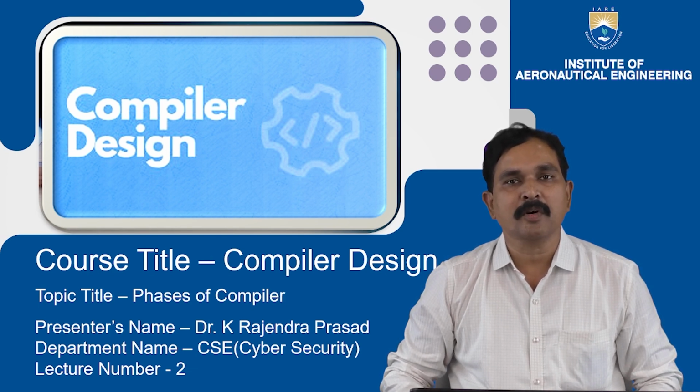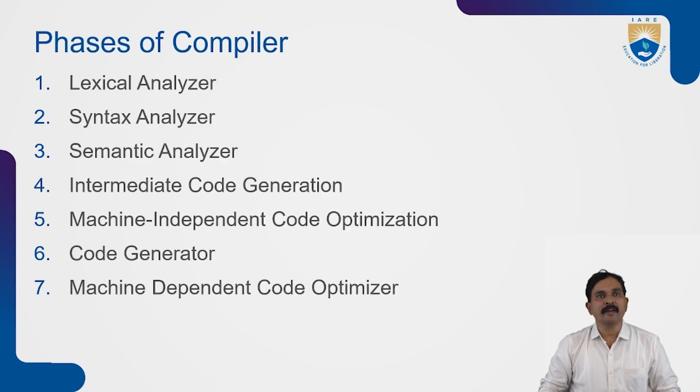Today we are going to discuss what the phases of a compiler are. We have identified a total of 7 important phases of the compiler, which are lexical analyzer, syntax analyzer, semantic analyzer, intermediate code generation, machine independent code optimization, code generator, and machine dependent code optimizer.